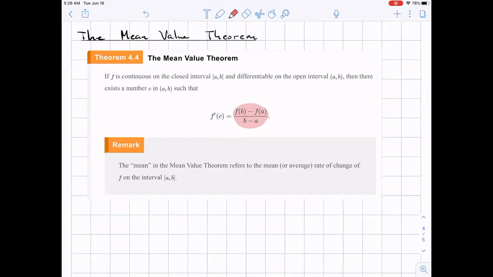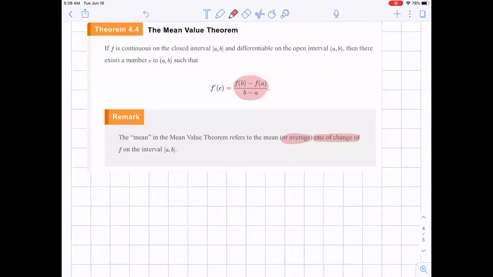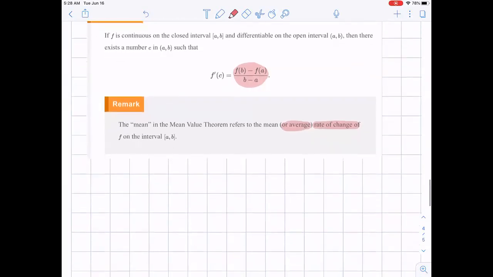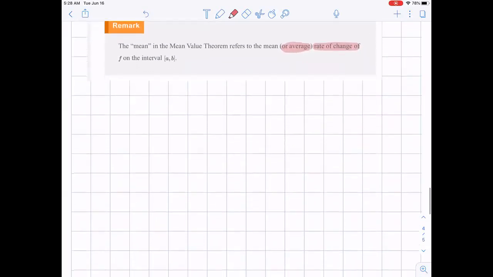Also, you've seen that in pre-calculus. The mean in the mean value theorem refers to the average rate of change. You remember that from pre-calculus. Since the average rate of change is something that's in the past, we'll just do some examples to see how it applies to us in calculus and what it's really saying.